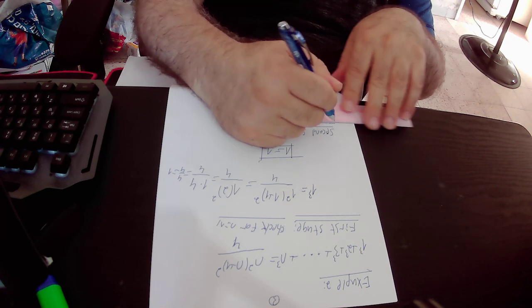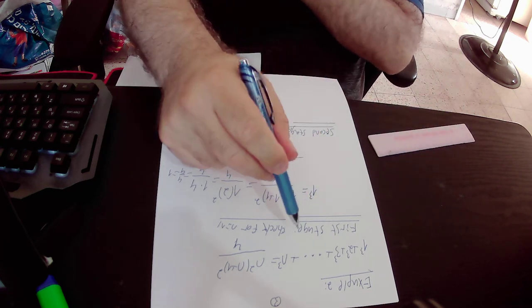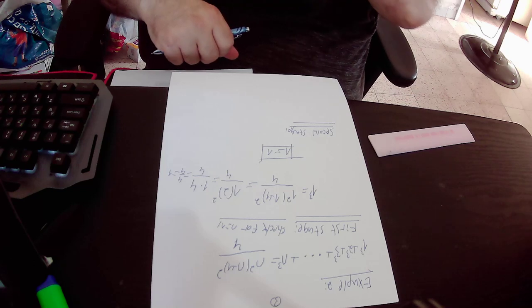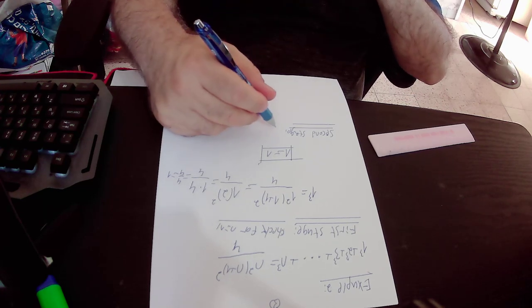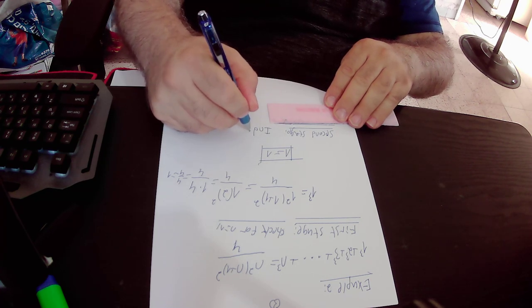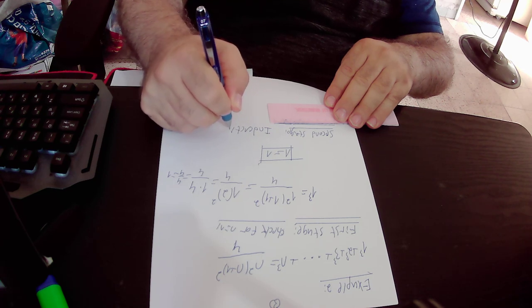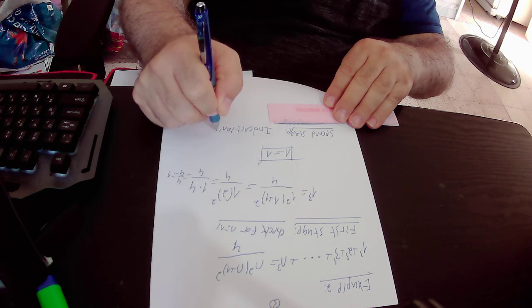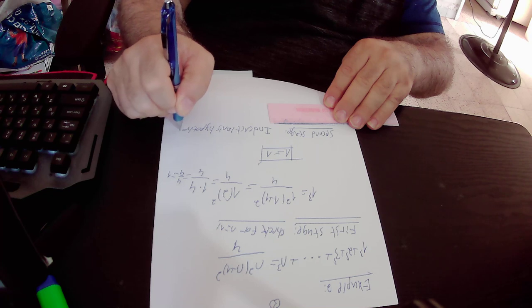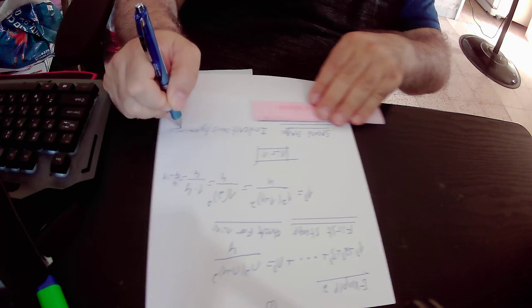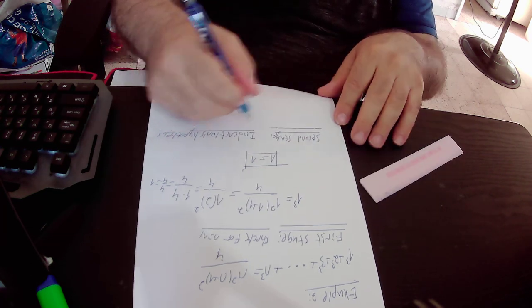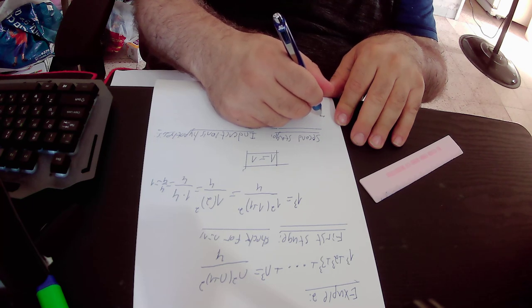That is to say, we will assume that this statement is true for n, and we will prove it for n plus 1. So the induction hypothesis will be that the statement is true for n, so the first equation will be for n.